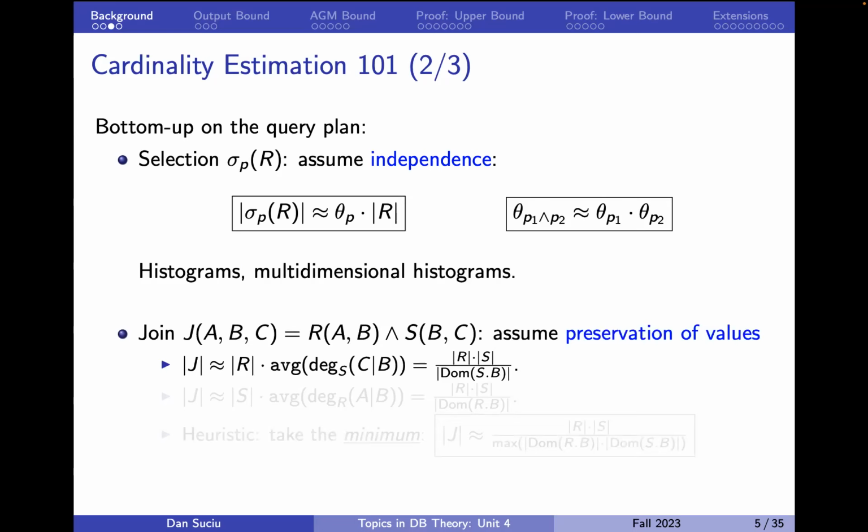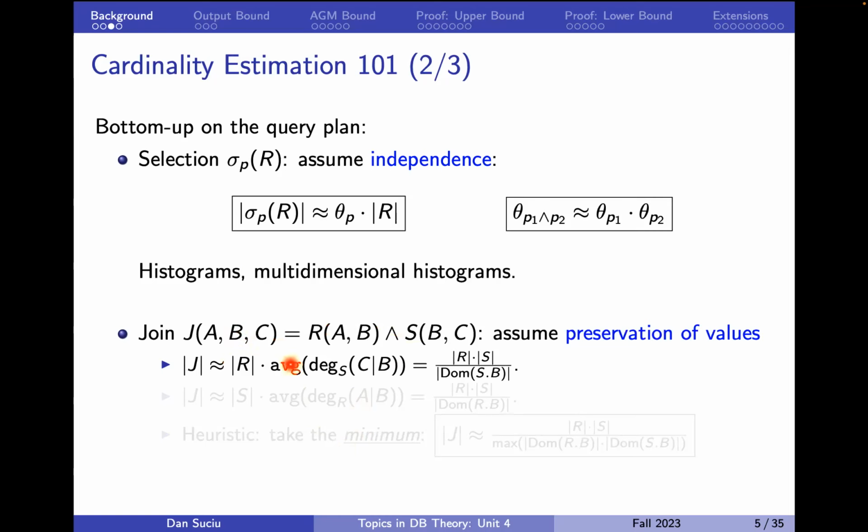Good, so this is for a single predicate. What about joins? So here you need to pay a little bit of attention. If the join is between R and S, what systems do, they start from the cardinality of R, and they think how many tuples can one tuple from R produce? Well, the average number of tuples that are associated to a given B in S. That is the average degree of B in S. So the average number of C's for a given B. Yeah, this is the answer. The number of tuples in R times this average degree.